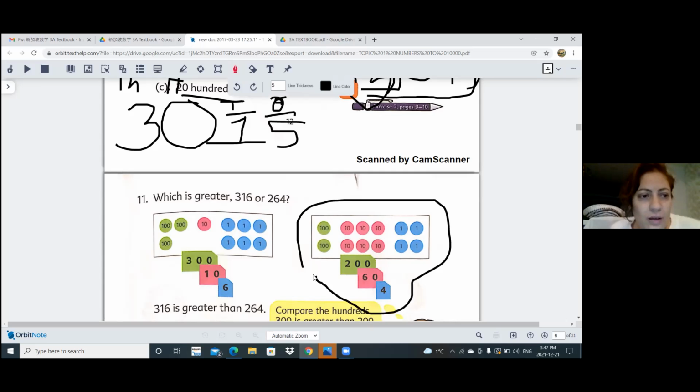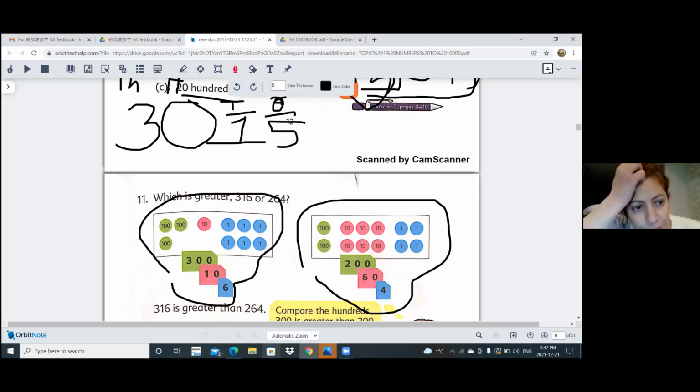264. Good. Michael, your box is showing what number? 316. Good. Which one is greater? Michael. 316. Boys, what's the symbol we use when we're comparing numbers? What's the symbol that's used to show that a number is bigger than another number? Michael?